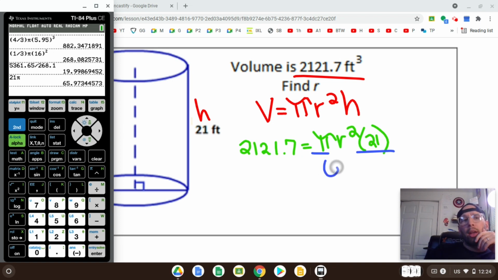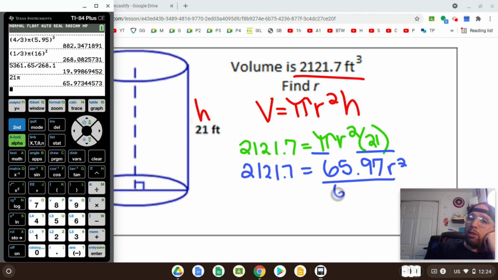21 pi, and I get 65.97. So I'll write all that. 65.97. That became that. R squared still drops down. That's going to equal 2121.7. Is r all by itself? No. I'm going to divide both sides by 65.97. Divide both sides by 65.97. 2121.7 divided by 65.97.